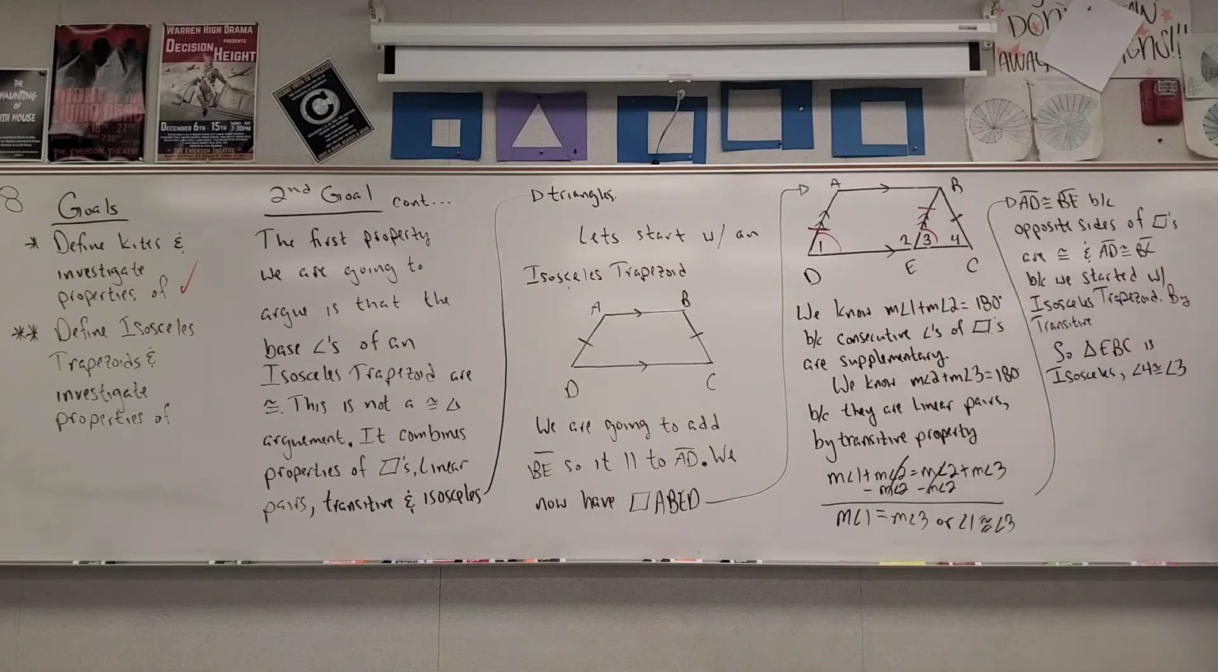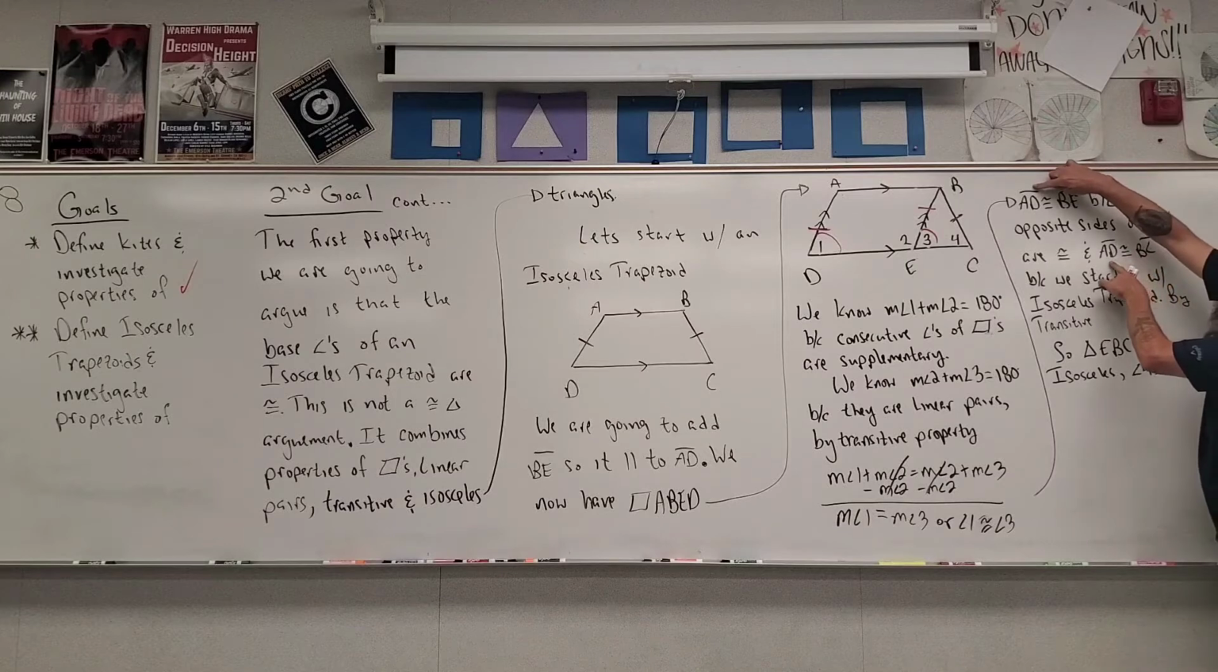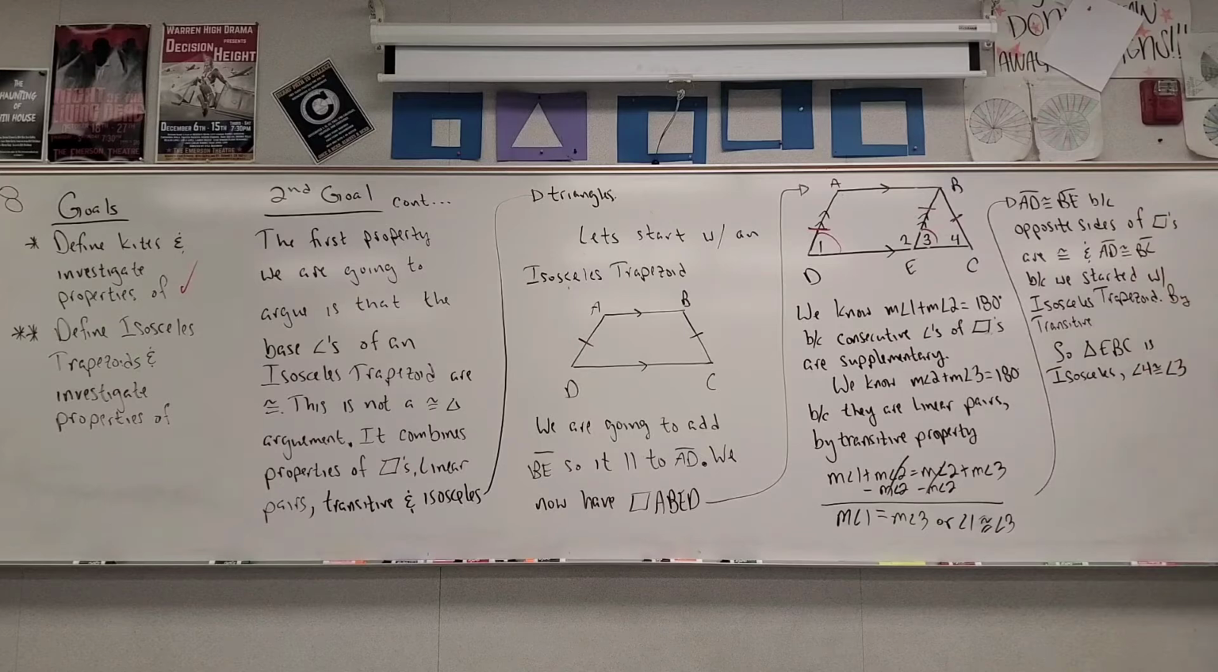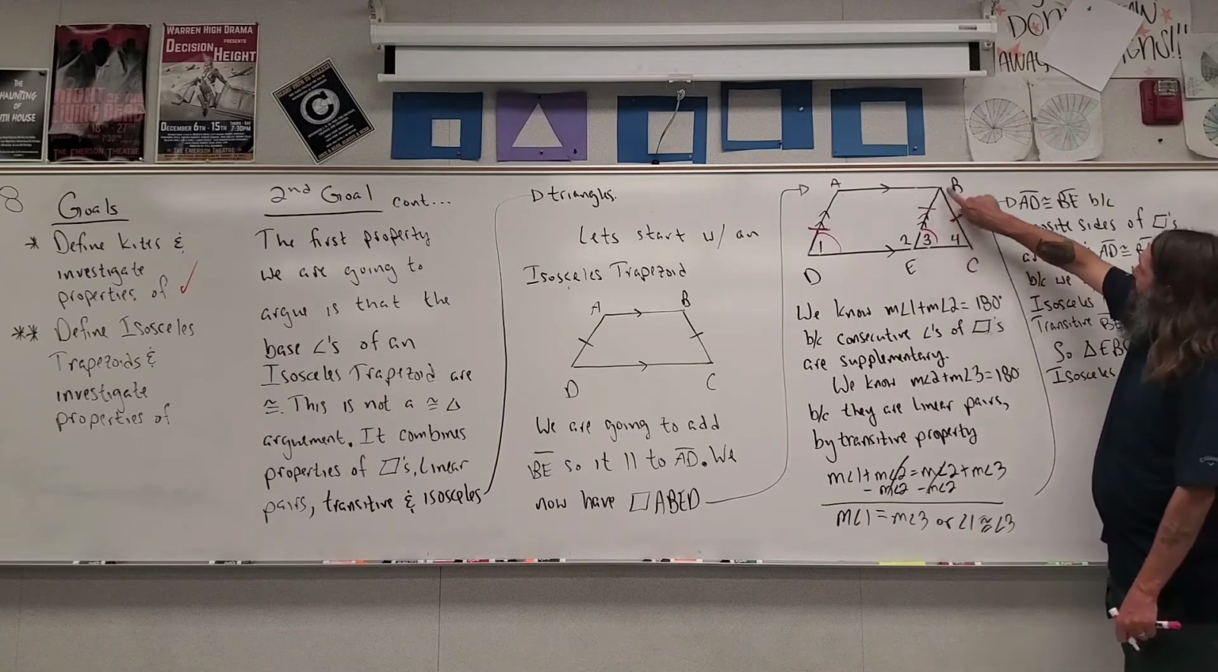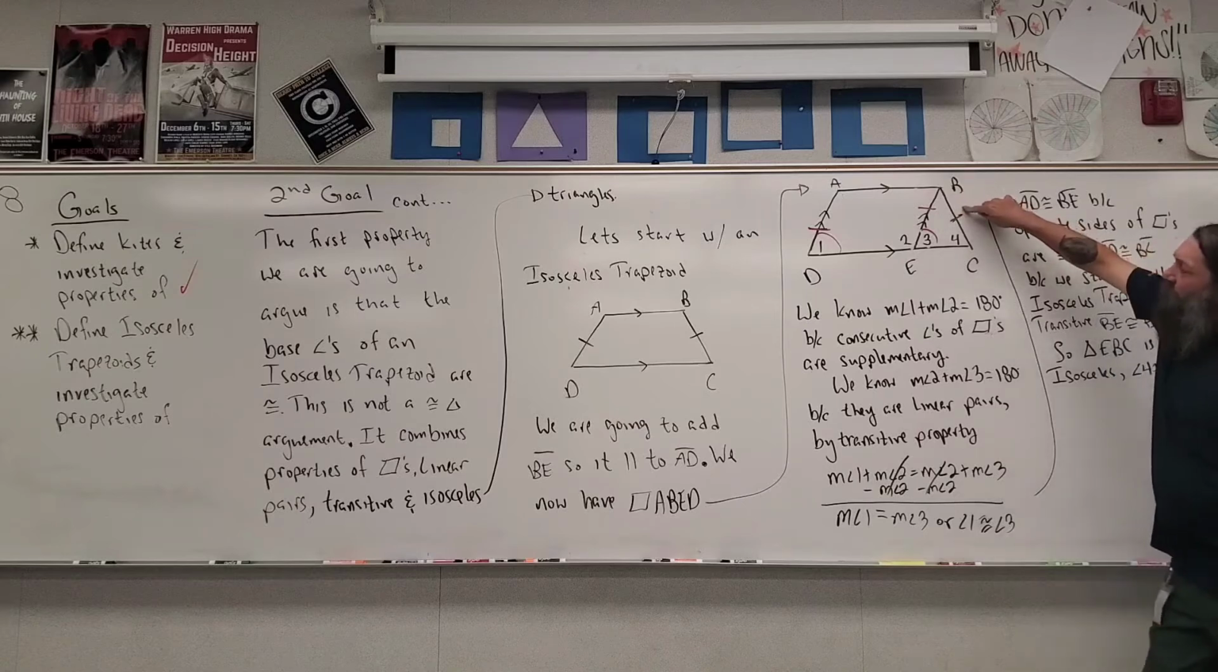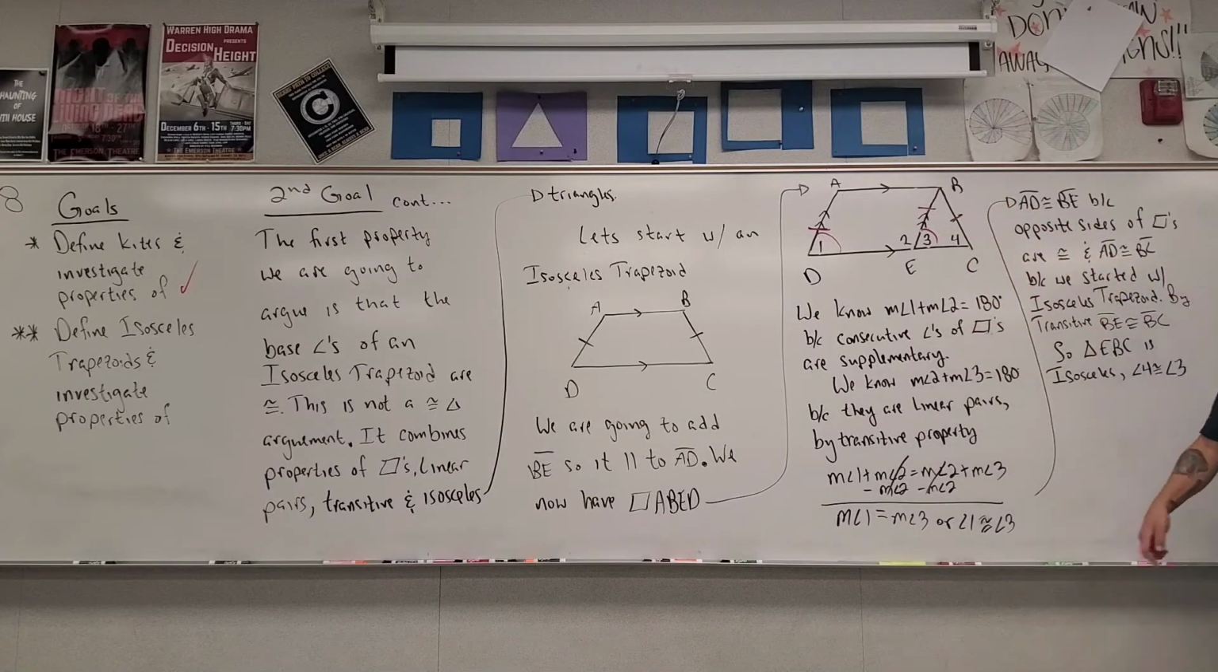So here we are setting up the transitive property again. So if BE and BC are both congruent to side AD, then by the transitive property, we can now say that BE is congruent to BC. All right. So now, guess what? Triangle EBC is an isosceles triangle. We have the isosceles triangle.